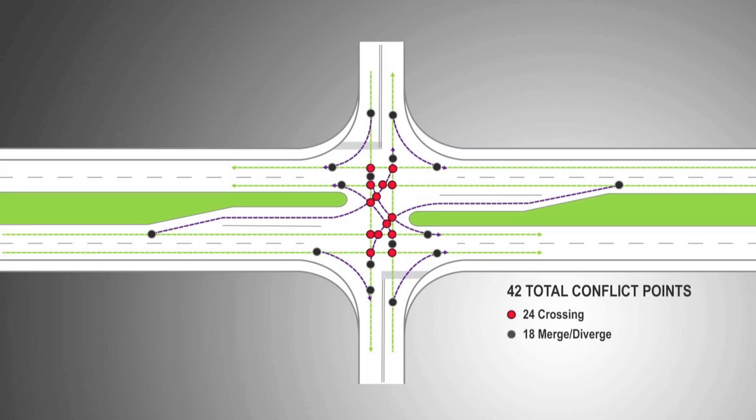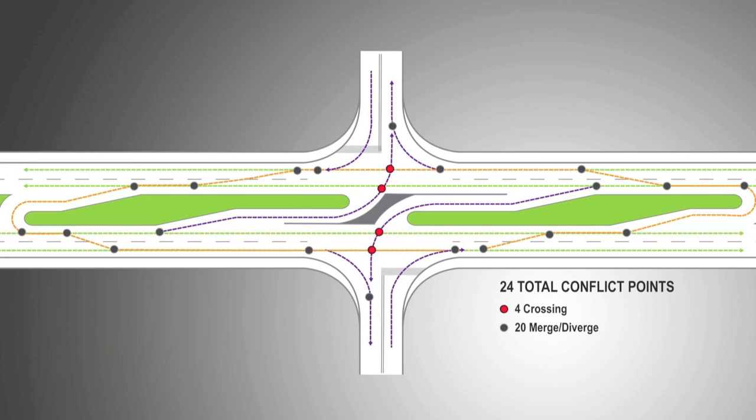Reduced conflict intersections are safer because they reduce conflict points. A conflict point is where 2 vehicles cross paths. A standard 4-lane divided intersection has 24 crossing conflict points, which pose the greatest safety risk. A reduced conflict intersection reduces crossing conflict points to 4.